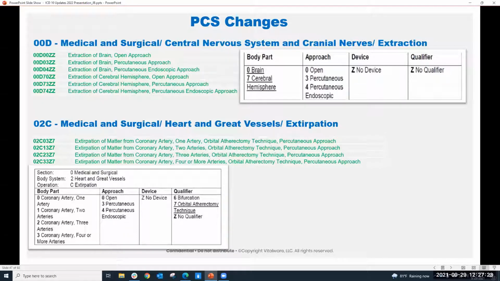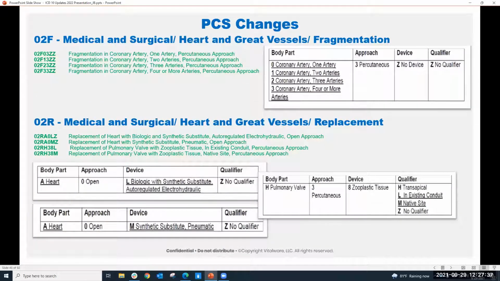Table 02C is the extirpation of heart and great vessels. This change creates replacement codes in the med-surg section for codes that were deleted as a result of updating section X group 1 codes. Table 02F, fragmentation of heart and great vessels. This change was made to identify coronary intravascular lithotripsy.